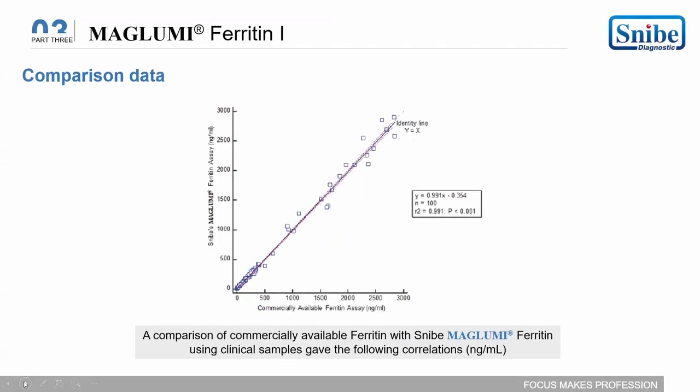If we have a comparison with the commercially available ferritin in the market, for our first generation immunoassay, on the basis of 100 samples, we have a regression value of 0.99, which shows an excellent correlation of our Maglumi SNIBE ferritin versus the other commercially available ferritin, covering a broad range of patient values.